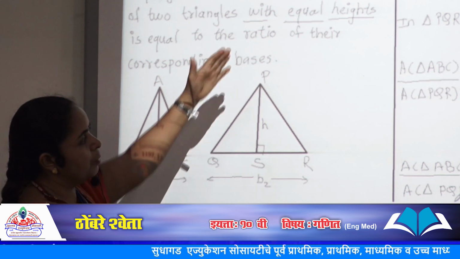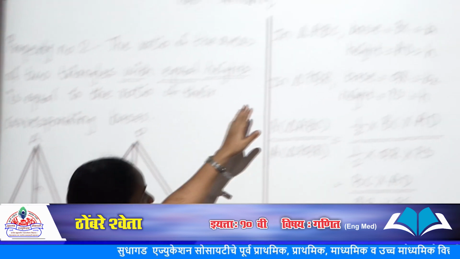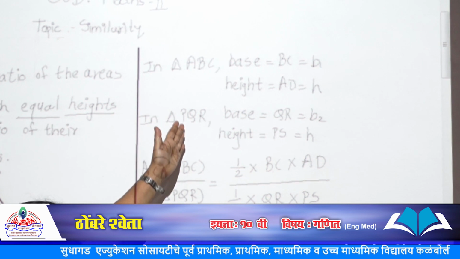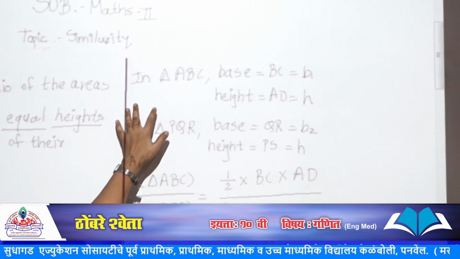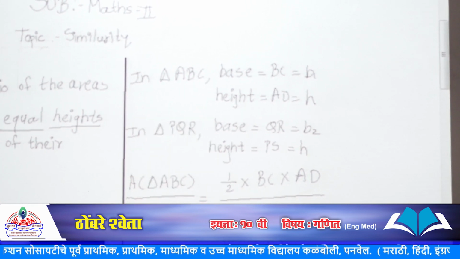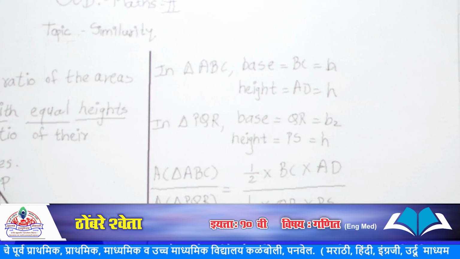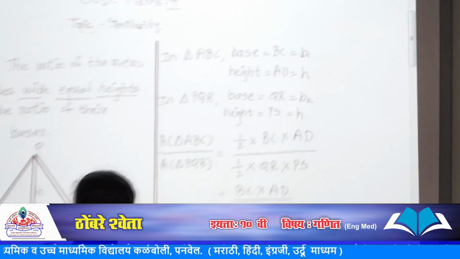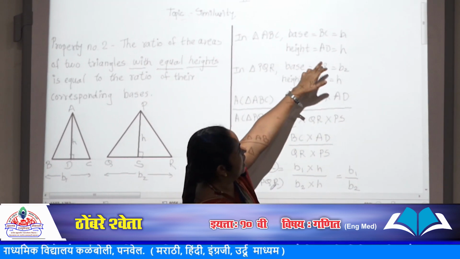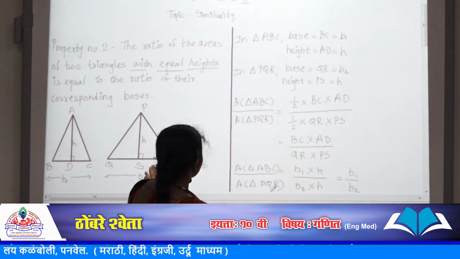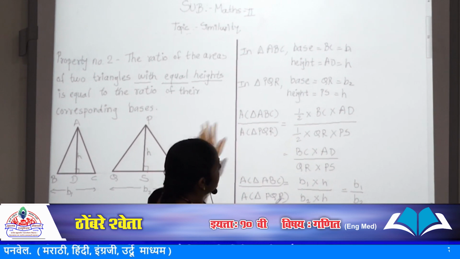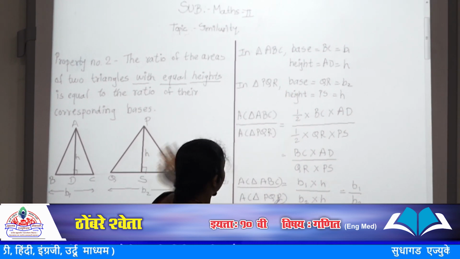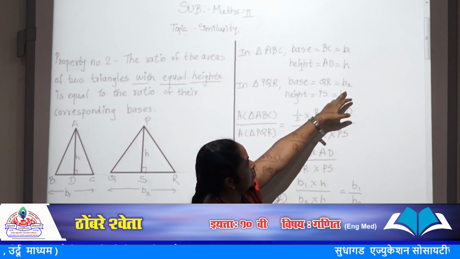Now see how we can prove this second property. Once again here we can represent what is base and what is height. So in triangle ABC, base is BC, we can represent this base as B1. Height is AD, we can represent this height as H. In case of another triangle, that is PQR, base is QR, we can represent this base as B2.